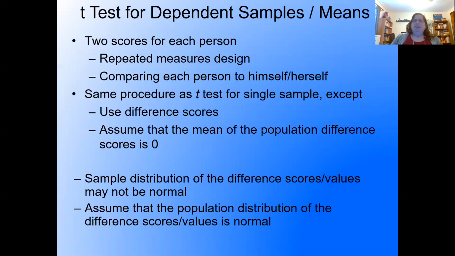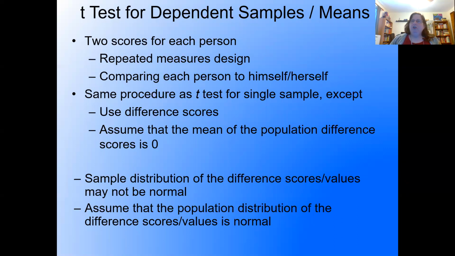So now let's talk about this t-test for dependent samples or means. Now you're going to have two scores for each person. It's a repeated measures design. In other words, you're comparing each person to themselves. Now it's basically the same procedure as the t-test for a single sample, except we're going to use different scores. And we're going to assume that the mean of the population difference scores is 0.